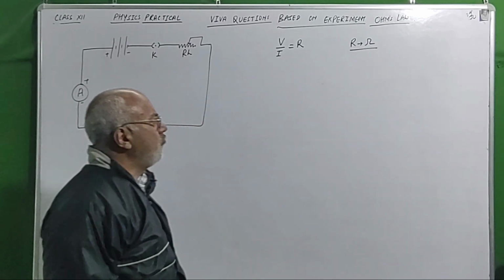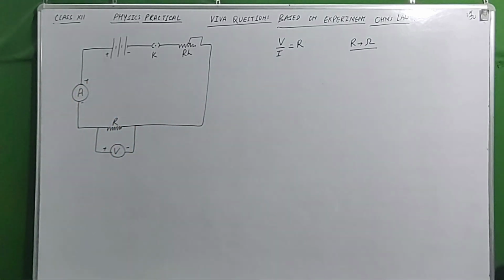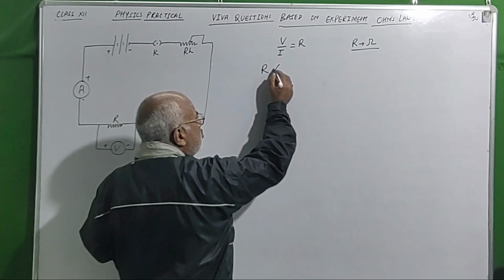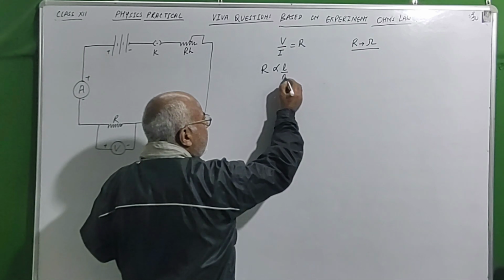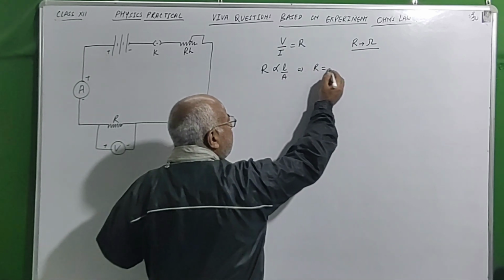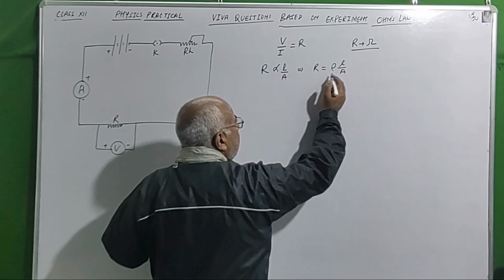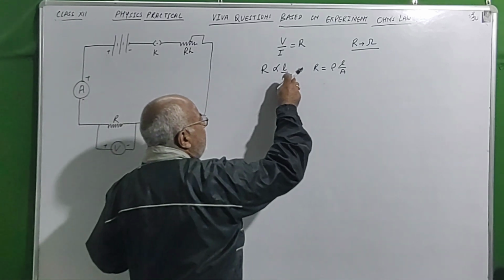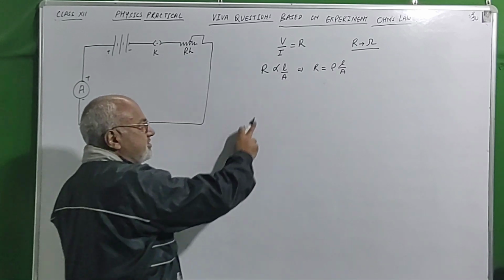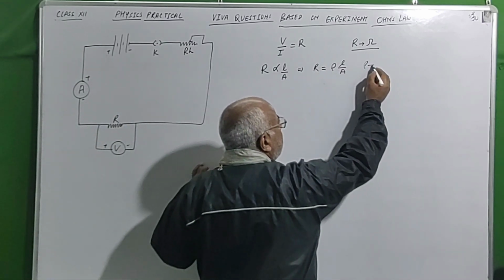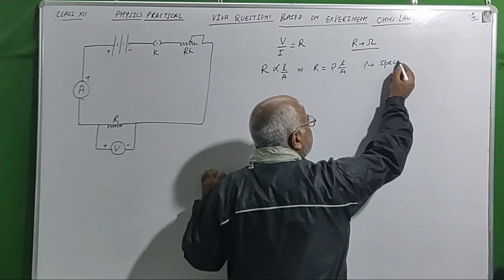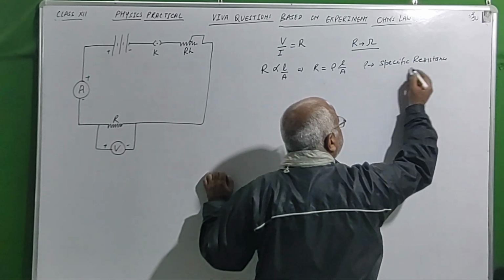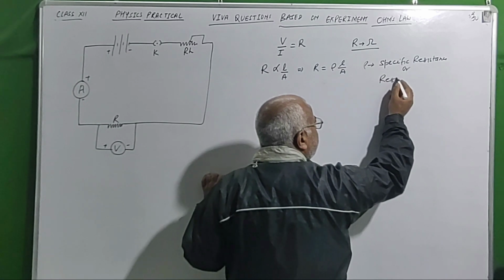Right? On what factors does the resistance of a conductor depend? The resistance of a conductor is directly proportional to length and inversely proportional to area of cross section. Then R is equal to rho L upon A. It means if the length increases, resistance automatically increases. If the area of cross section increases, then resistance decreases. This rho is called specific resistance or resistivity. Right?